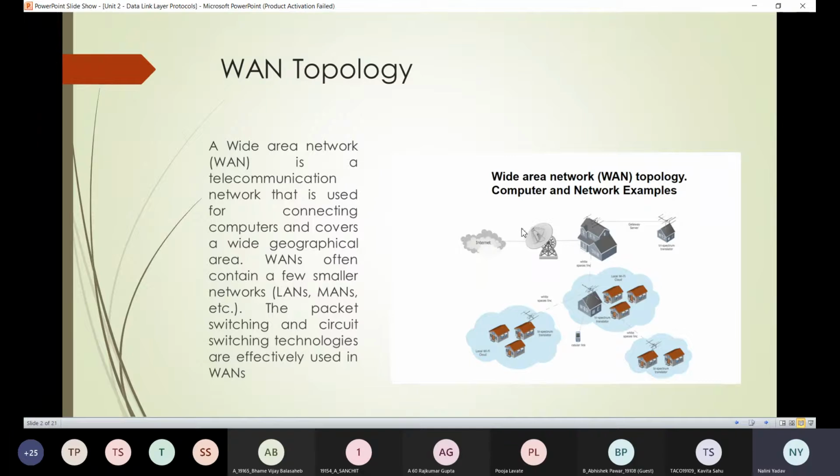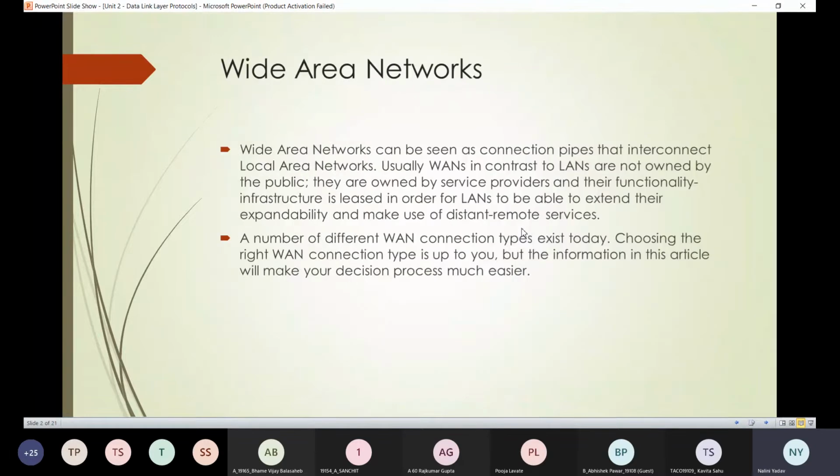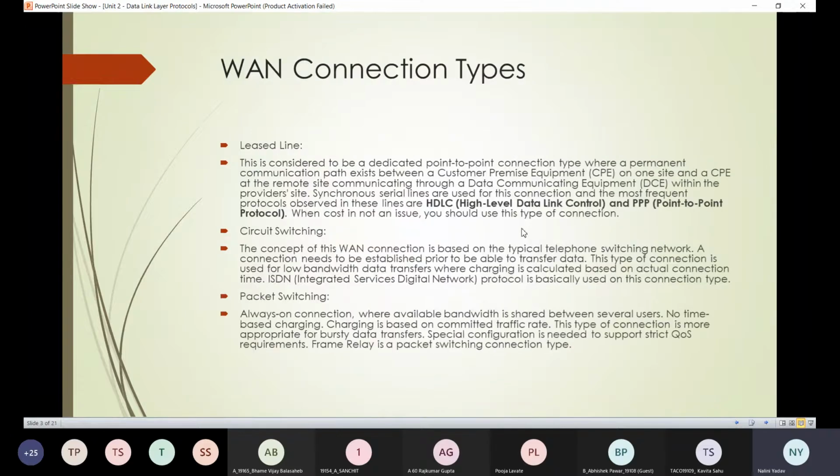Correct. So what it means is a WAN is going to cover a wide geographic area, and which often contains smaller networks like LANs, MANs, etc. Right. So in a WAN, there are a few technologies which are used. Correct. These are the packet switching technology and circuit switching technology. Now let's see again in detail. There are different types of WAN which exist today. It is up to us what is the right version of the WAN which we are supposed to use.